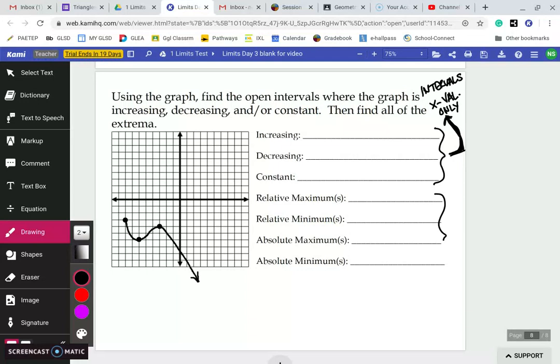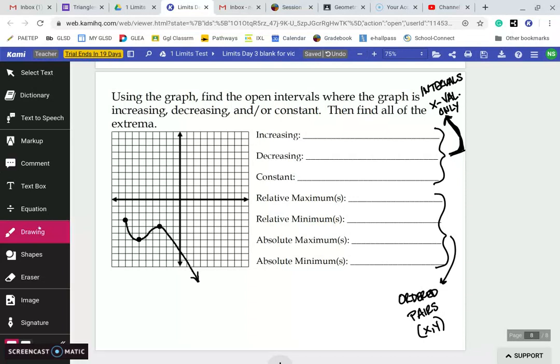These down here are ordered pairs. So these are going to be in the form x, y. So while they're going to look the same, as in they're both going to be parentheses with 2 numbers, they mean different things. Okay, so you have to keep that in mind when you're doing this.